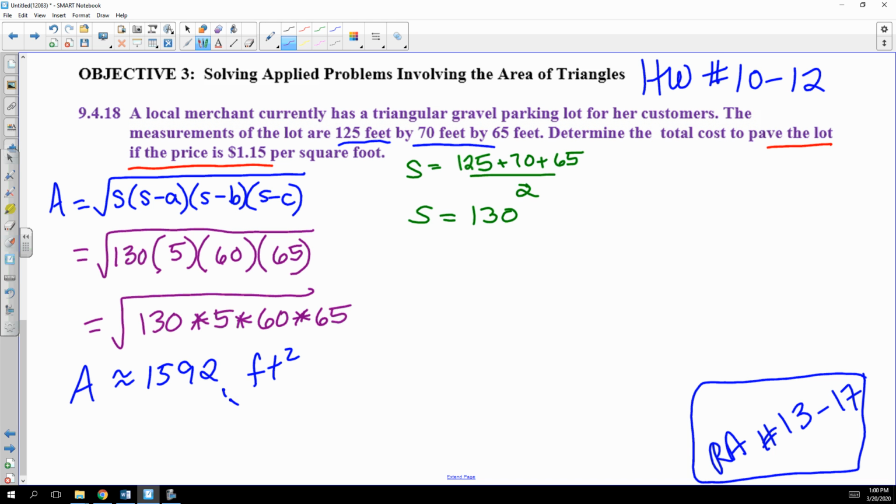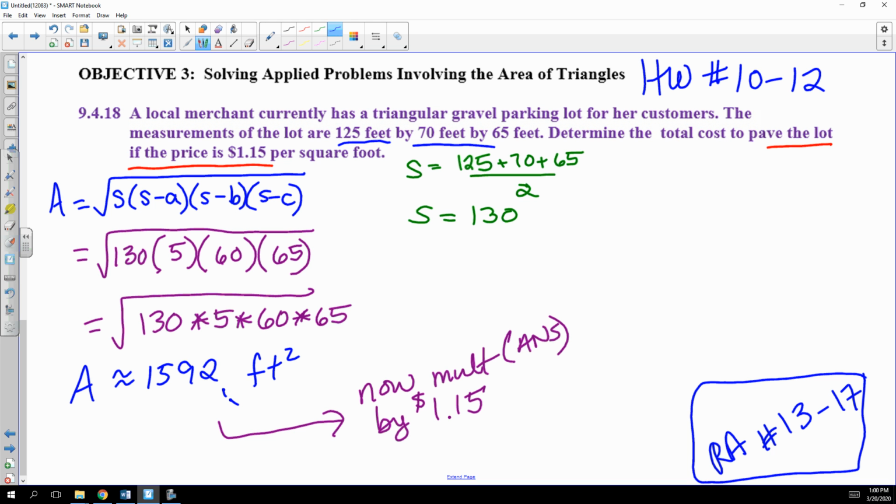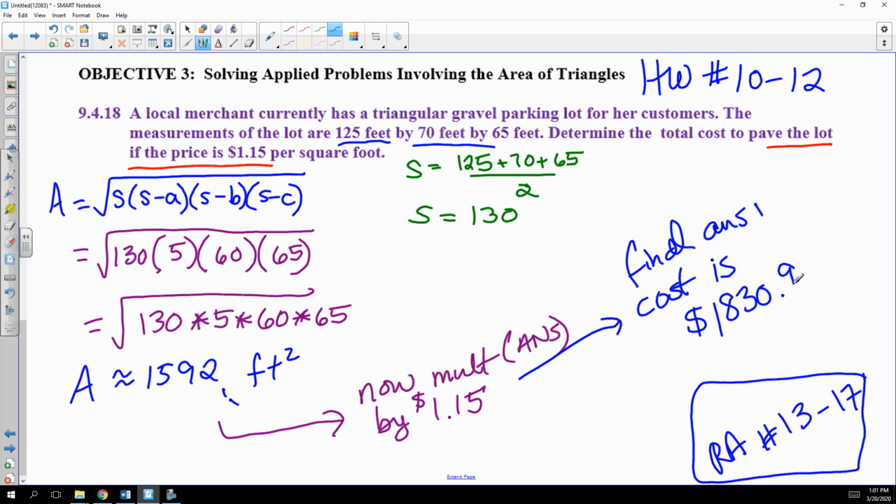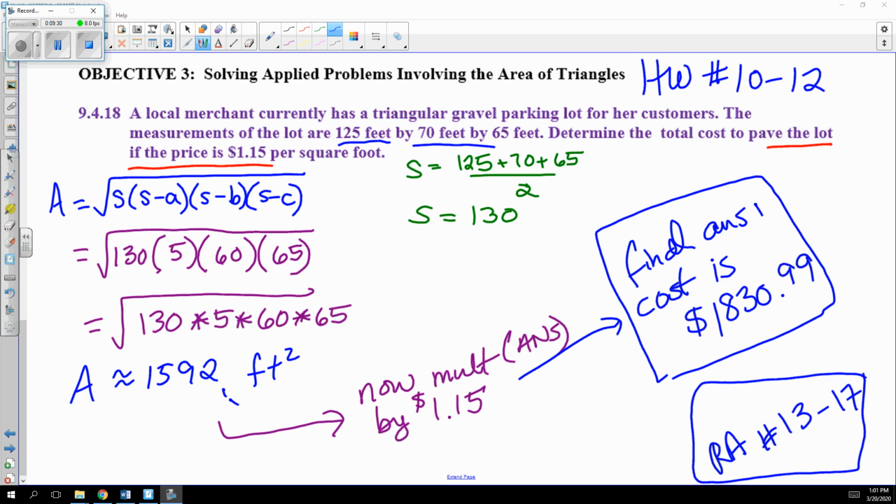When I do the very end of the problem, I'm going to now multiply the answer that I have in my calculator by $1.15. So I'm not rounding it before I just hit times answer, or times 1.15. Okay, so then your final answer should be that the cost is $1,830.99. Okay, that's what I would get for the final cost, and that's the end of section 9.4, which is probably the fastest section of all.